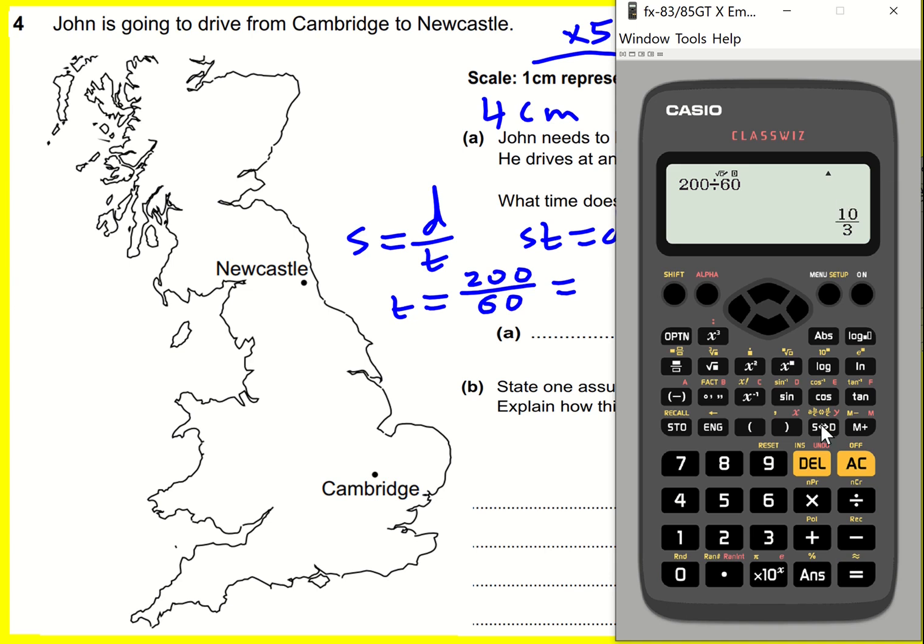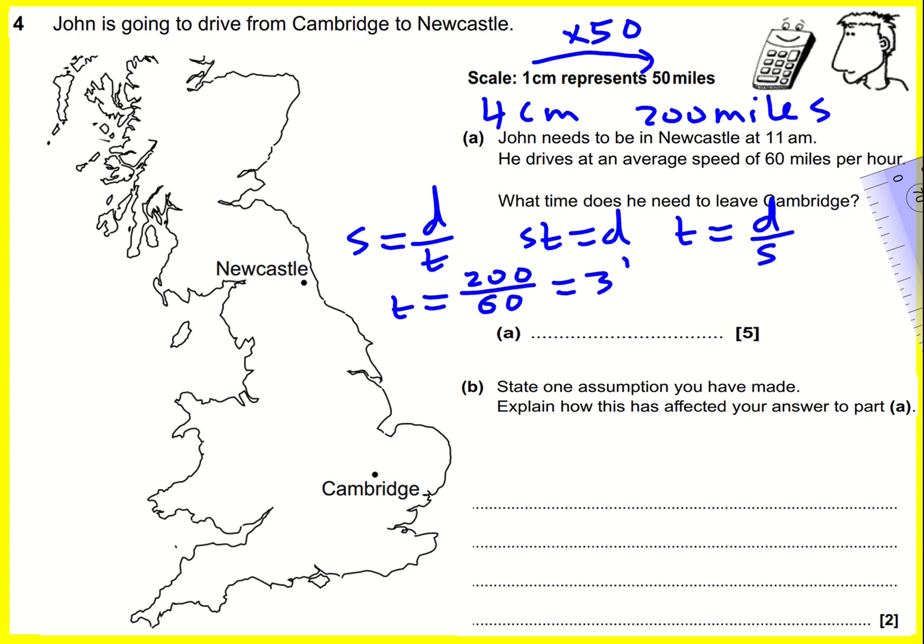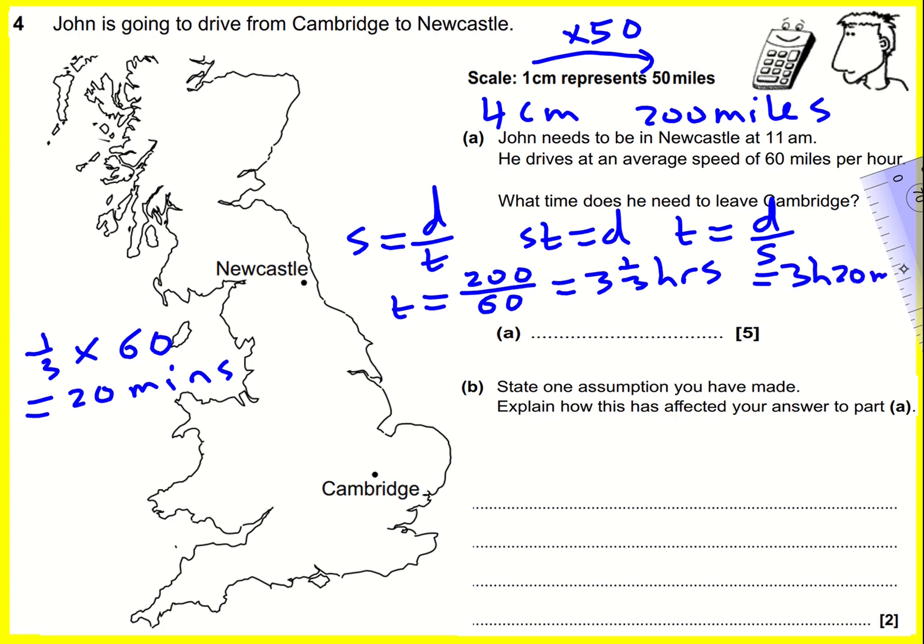And we get 10 over 3, or 3.3 recurring. Or if you want to write it as a mixed number, press shift and that, 3 1/3. So it's 3 1/3 hours. So it's 3 hours, and then we need to work out how many minutes. Well, 1/3 of an hour is 1/3 of 60 minutes, and that is 60 divided by 3, so it's 20 minutes. You can see there are 3 lots of 20 in 60 minutes, or in an hour, and therefore it's going to be 3 hours and 20 minutes.